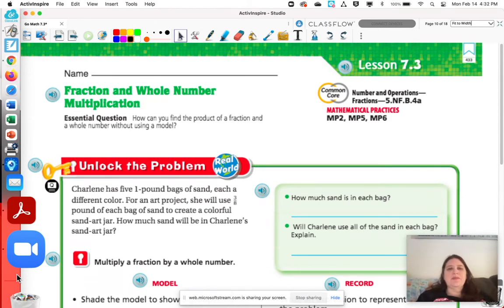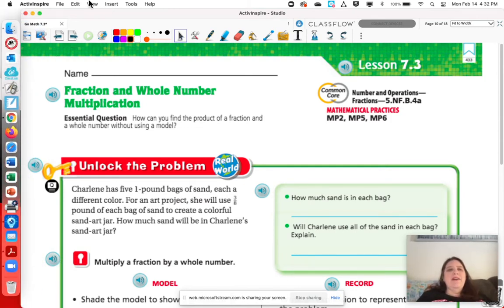So for math, you've been working on fractions and multiplication. The last time they wanted us just to draw pictures and then multiply. And today they want you to get into actually multiplying without the pictures, which we've already done. So it should be a fairly easy lesson.